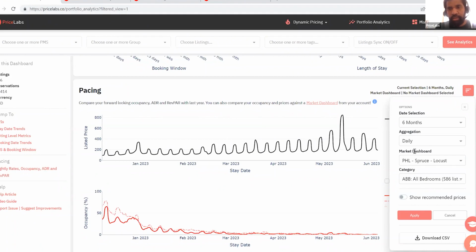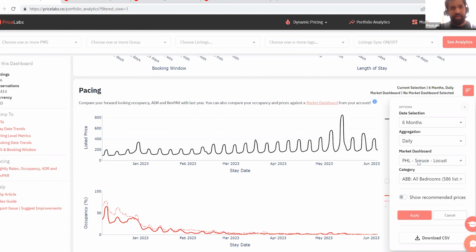The use case number four is when I want to compare my performance against my market, right? Now, for this, you'd need a market dashboard subscription. If you're not familiar with market dashboards, I did a webinar yesterday on market dashboards. You can find it on YouTube. We do this every month on the 6th of every month. So you can also register for our future webinars, and you'd find market dashboards up in the top corner here.